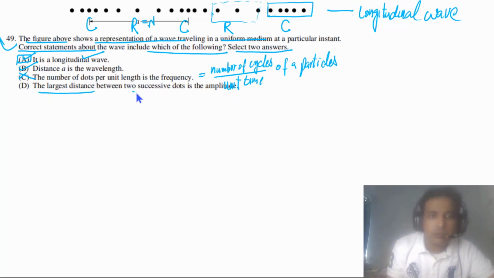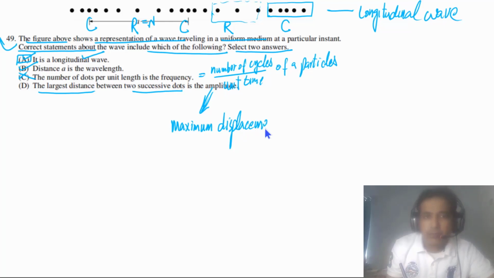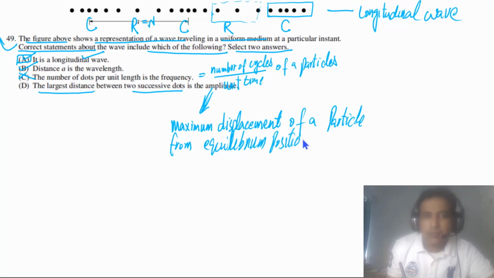The largest distance between two successive dots is the amplitude. No, amplitude is the maximum displacement of a particle from equilibrium. Very important, of a particle, from the equilibrium position, or we can say from rest. So D is also incorrect. This is the distance between two particles, largest, so this is also incorrect. So the answer for this question is A and B.